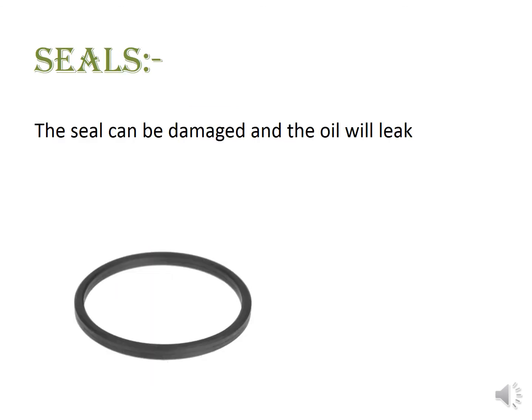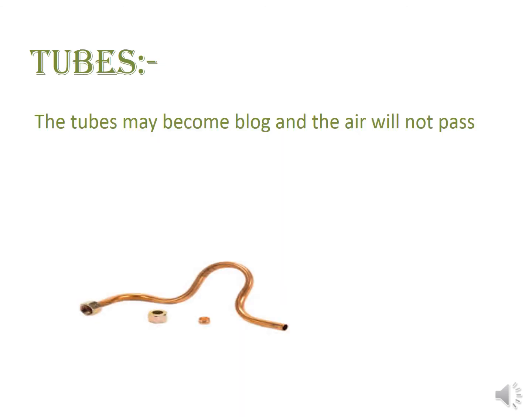Now seals. The seal can be damaged and the oil will leak. If there is damage in the seal, the oil leaks, the compressor will heat up and it will get damaged. So you have to keep an eye on seals. Tubes. Now there are intercooler tubes. There are tubes that cool the compressor by passing by, or the air tubes. You have to keep an eye on these tubes. They may get blocked, or they may get broken or damaged, and they leak. That will create issues also.